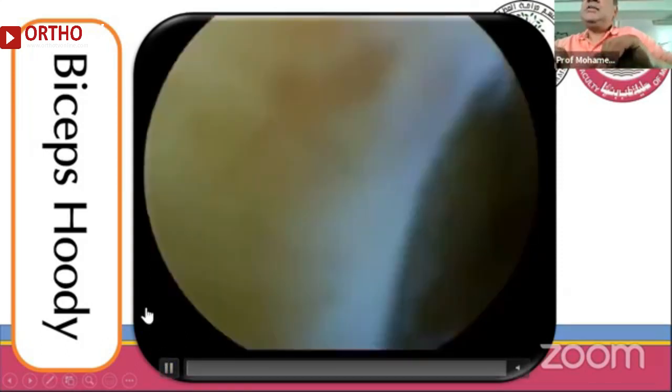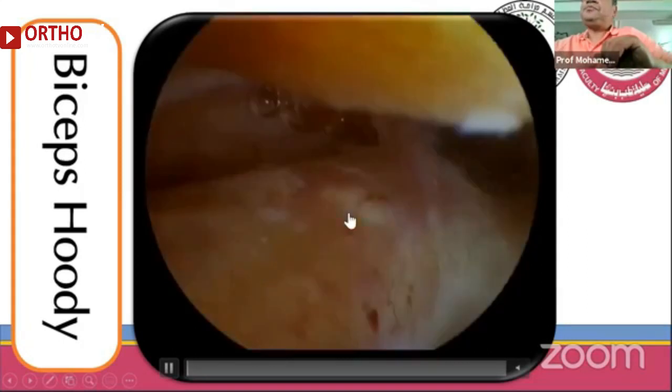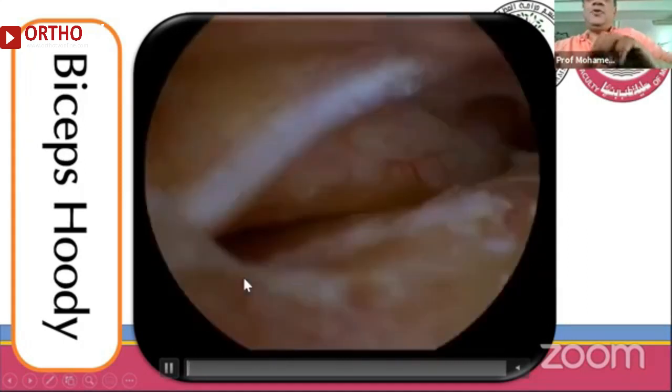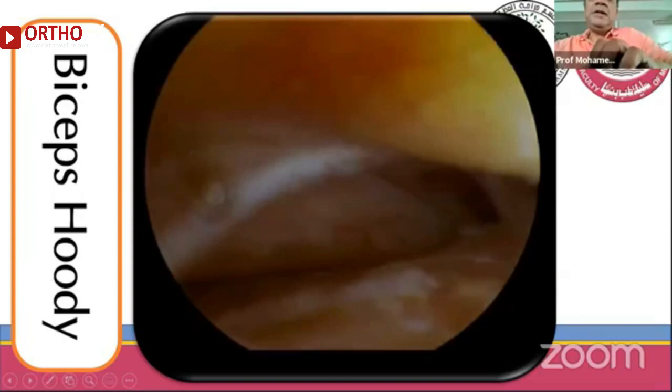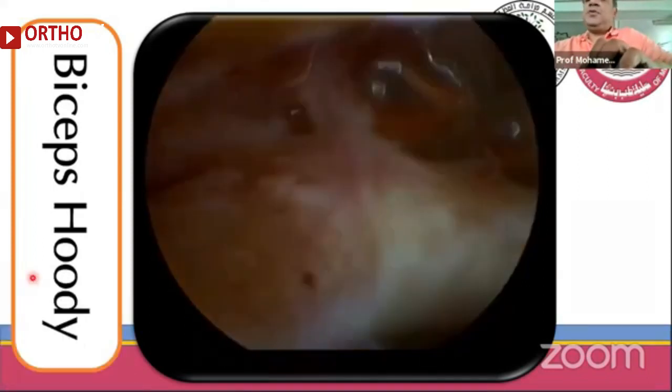Let's see the situation. This is the superior labrum, and this is the superior labrum.